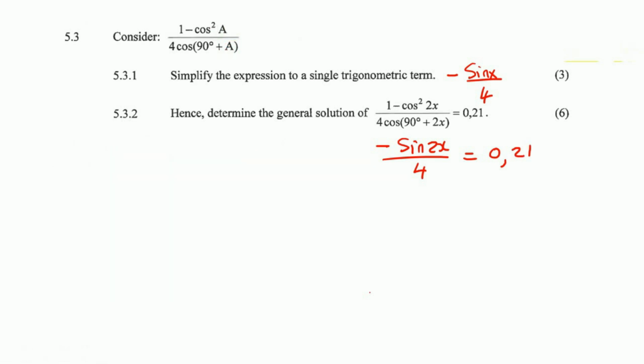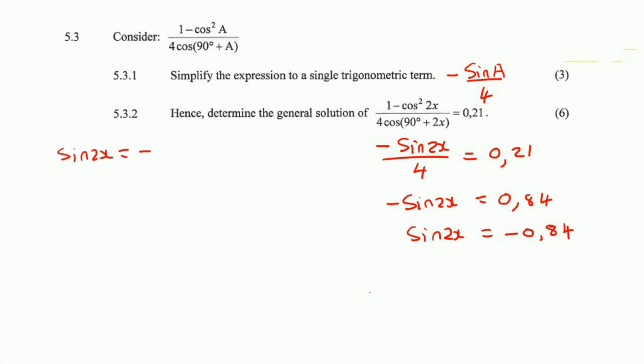Now this just becomes a whole brand new general solution question. We need to get this sin 2x by itself. First I'll take this 4 and multiply it across. That gives us negative sin 2x equals 0,84. Then we can divide by the negative, so it becomes sin 2x equals negative 0,84. I'm going to carry on over here.